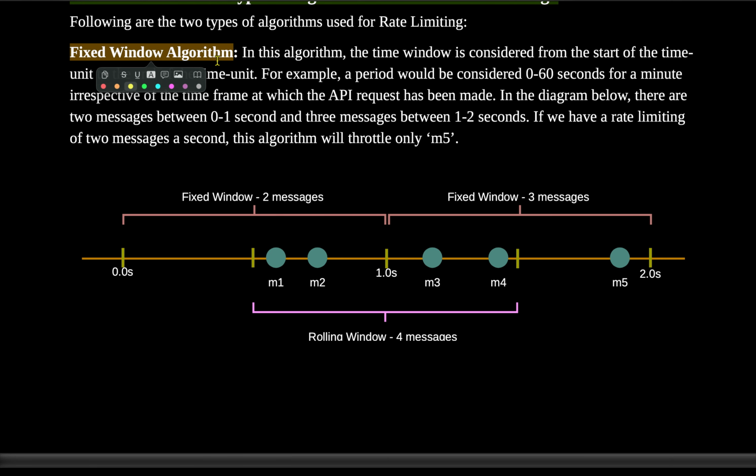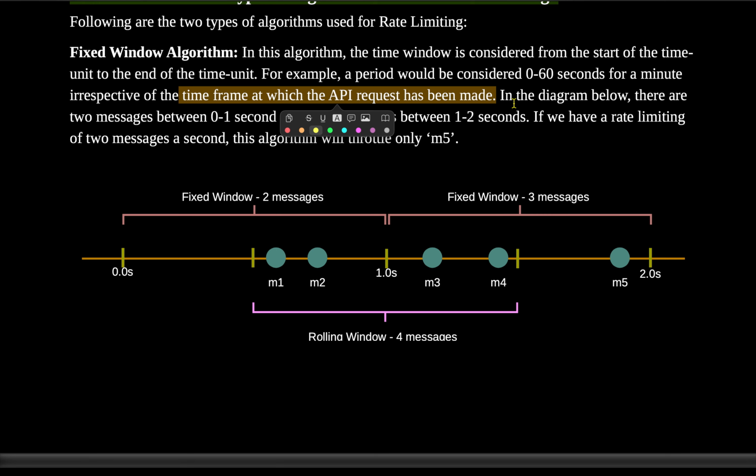Fixed window algorithm. In this algorithm, the time window is considered from the start of the time unit to the end of the time unit. For example, a period would be considered as from 0 to 60 seconds. So this is one window. For a minute, a period can be considered from 0 to 60 seconds, irrespective of the time frame at which the API request has been made. And this is important, it is irrespective of the time when it has been made.